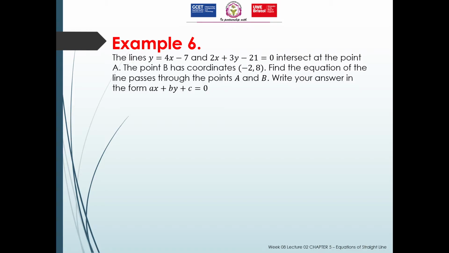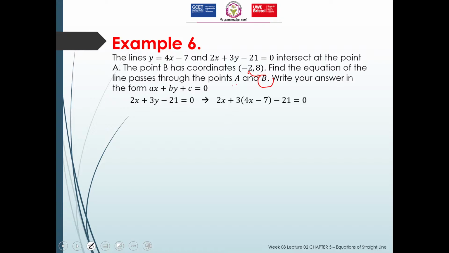Okay, so to continue example 6, again we are given two lines, y equals 4x minus 7 and 2x plus 3y minus 21 equals 0. Our task here is to find the coordinates of point A, because we already have the coordinates of point B, which is negative 2, 8. So we need the coordinates of point A so that we can use the two-point form of the equation of the line.